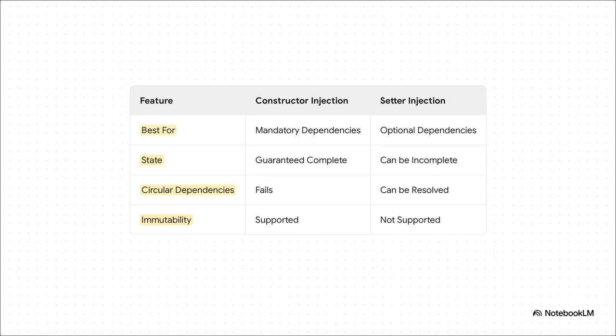And finally, the tricky one, circular dependencies. This is when bean A needs bean B and bean B needs bean A. Constructor injection will see this and throw an error right away. Setter injection can sometimes resolve this, but honestly, it's often a sign of a design smell anyway.